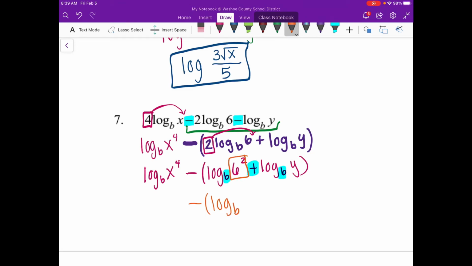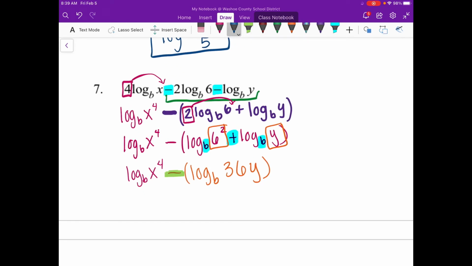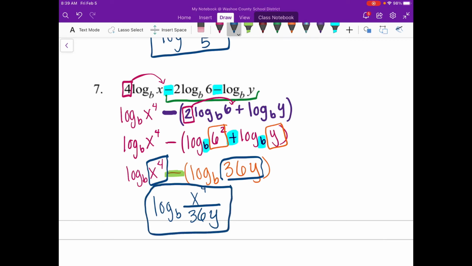This first term is going to be 6 squared, which is 36, and then I'm multiplying it with the second term of y. Okay, so then if I bring back down the log base b, x to the fourth, now I have one problem to worry about, and that's that subtraction, which means I'm going to divide these terms together. So again, they have the same base. That's going to stay the same, log base b. Now this is my first term, so that's going to be my numerator, x to the fourth, and then my denominator is going to be the second term of 36y. Okay, and that would be my final answer.